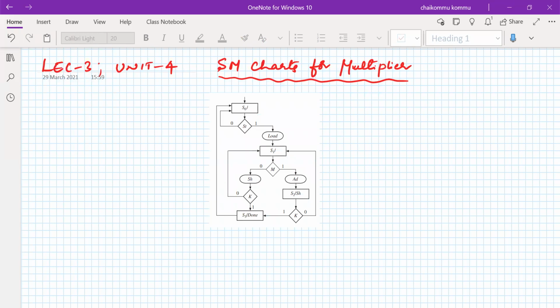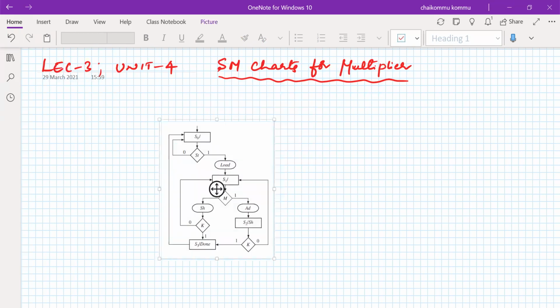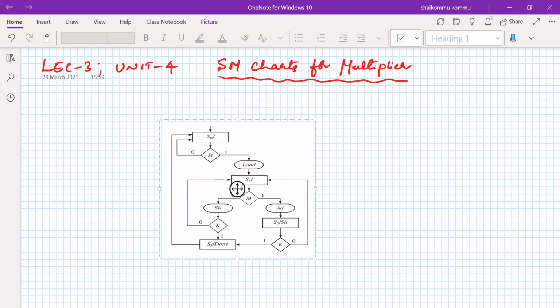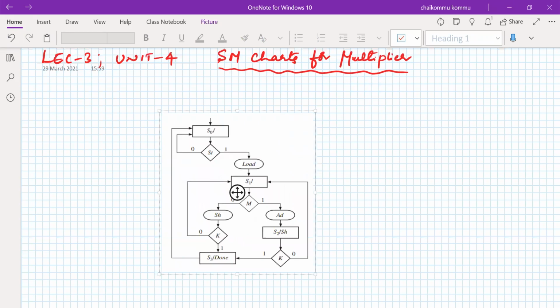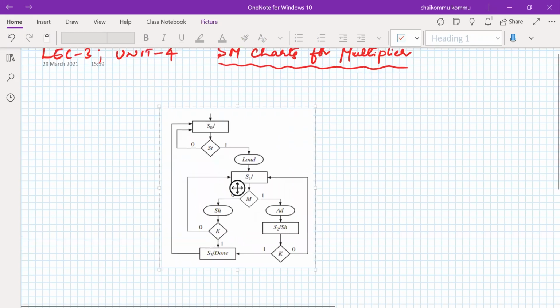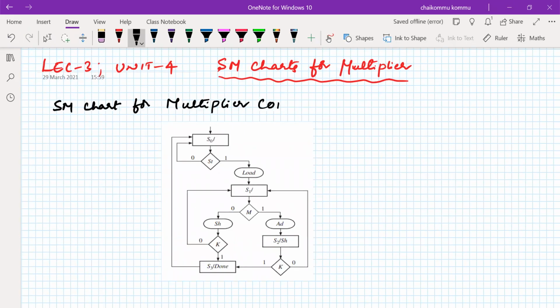So this is what we have seen in the last class. We have derived in the SM chart, the multiplier control unit.